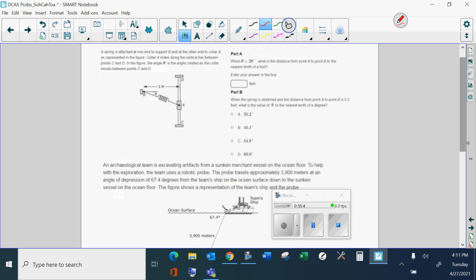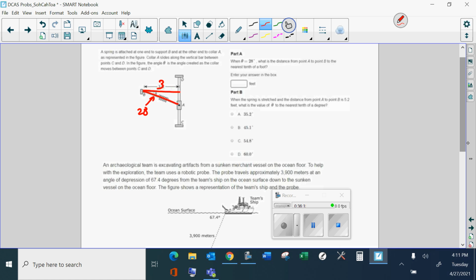Next. This one has been on ours for our students right here. Okay. Theta is the angle right here. Okay, part A, when theta is 28 degrees. So now they've told you it's 28 degrees. What's the distance from point A to point B? So now they want that right there, A to B. And we already know that length is 3.